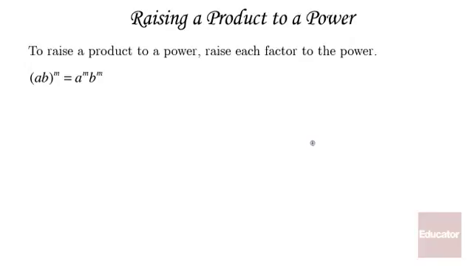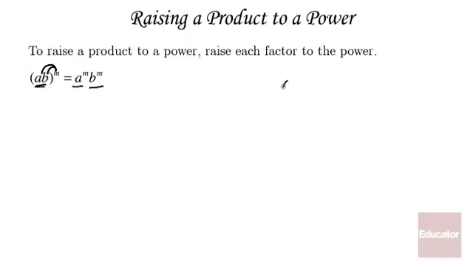Raising a product to a power. Now once again, this is different. A product is two numbers multiplied, or variables and numbers multiplied. When this happens, it's sort of like distribution. The m power is going to go to the a, and the m power is also going to go to the b. So you're going to have a to the m, b to the m.